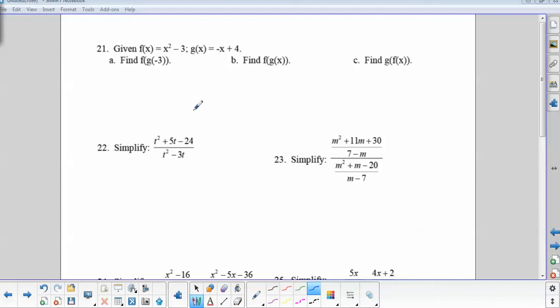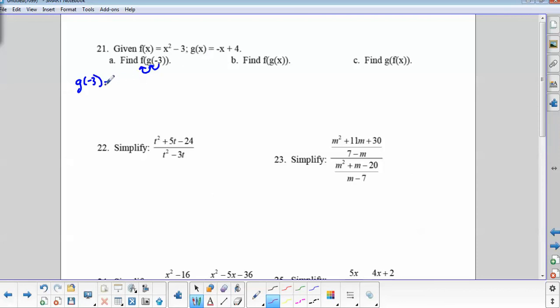Okay, so we are now on the 4th page of the 3rd quarter review, and we're going to do some composition. So the first one says f of g of -3. That means you take that -3 and you put it into g. Whatever answer you get, you put that answer into f. So let's do g of -3 first.